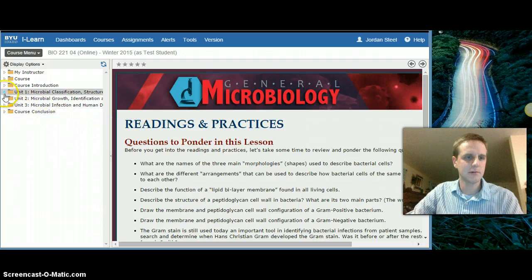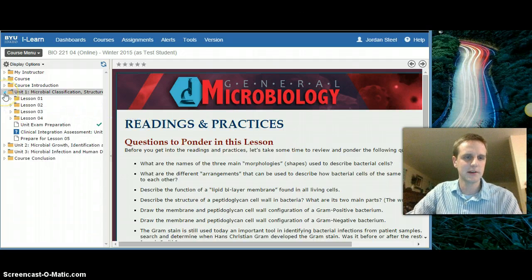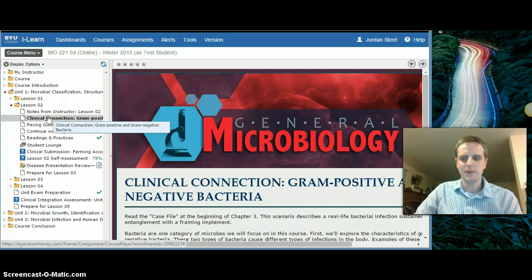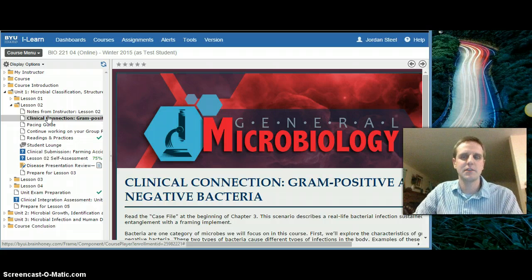So we're still in Unit 1. So if you look at my mouse, we're now in Lesson 2. So Lesson 2, we'll be doing Chapter 3 this week, learning about gram-positive, gram-negative bacteria, what classifies a bacteria as gram-positive, gram-negative. So learning about the cell wall, learning about peptidoglycan, how they stain, some of the structures of the bacteria, how we can distinguish them based on shape.